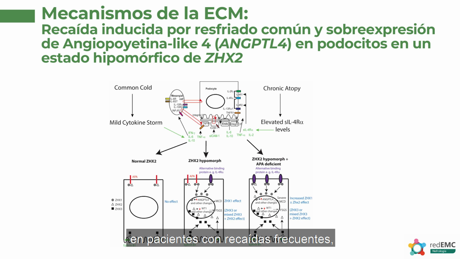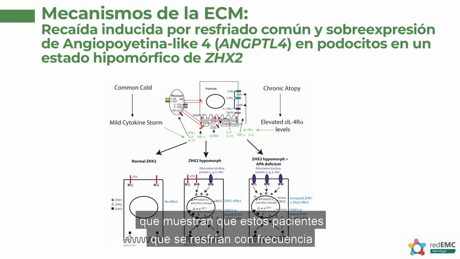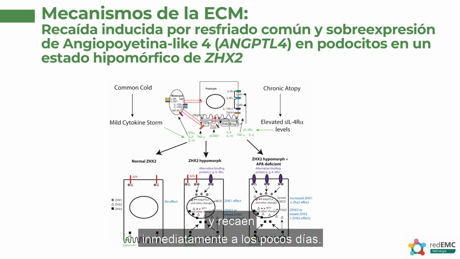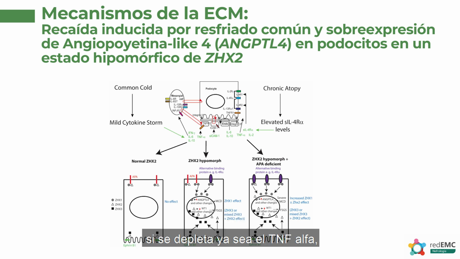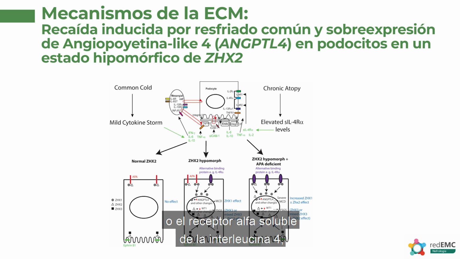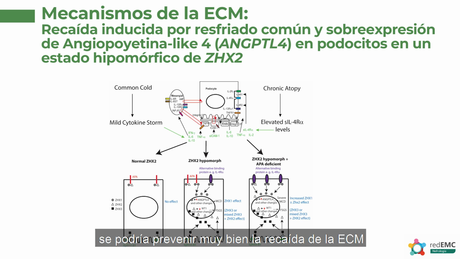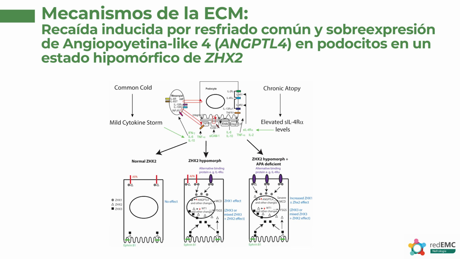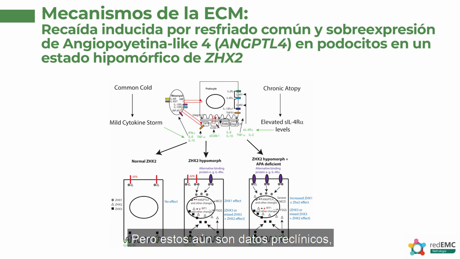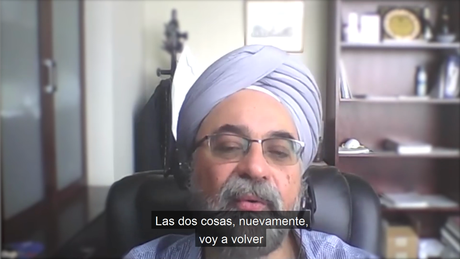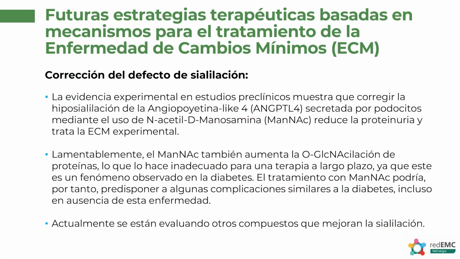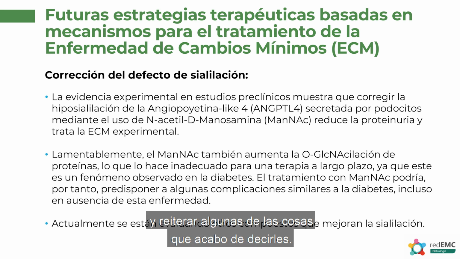Point number 2, in patients who relapse frequently, there is now preclinical data showing that these patients who get frequent common colds and immediately relapse within a few days, the preclinical data suggests that depletion immediately after the common cold develops, if you deplete either TNF alpha or IL-6 or the soluble interleukin-4 receptor alpha by injecting antibodies, you could very well prevent relapse of MCD in these patients. Okay, but these are still preclinical data, and the clinical studies have not yet been done. So I'm going to go now to my last slide and reiterate some of these things that I've just said to you.